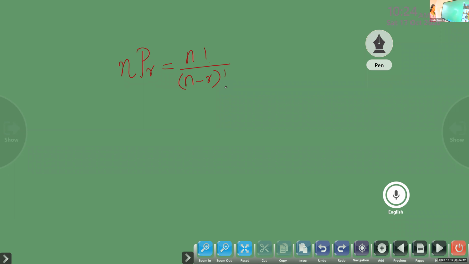Okay, although we have written it, one more time let's do this one, otherwise you will not be able to keep in touch with the problems. And we start with four more questions. What is NPR? It is N factorial by N minus R factorial.